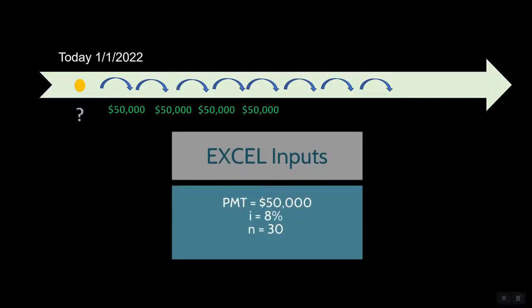Let's also assume that we're going to have an 8% return on our investment. So using the present value calculator in Excel, it's going to take into account both the use of the $50,000 a year that we'll need, as well as the fact that your balance will continue to earn 8% each year while invested. And then find the number of years we're looking at, which in this case is 30.